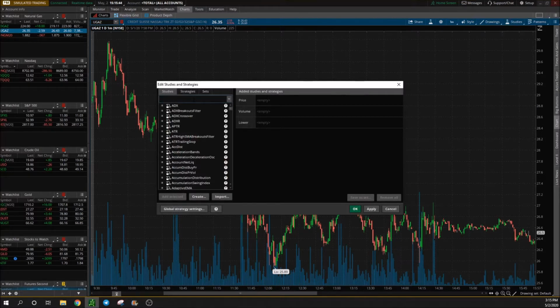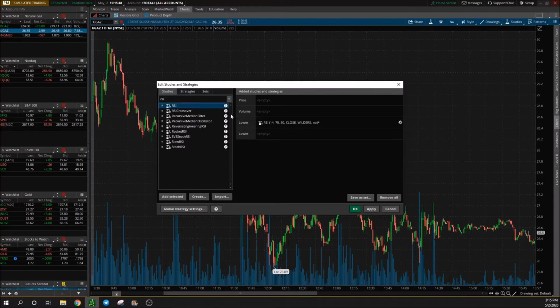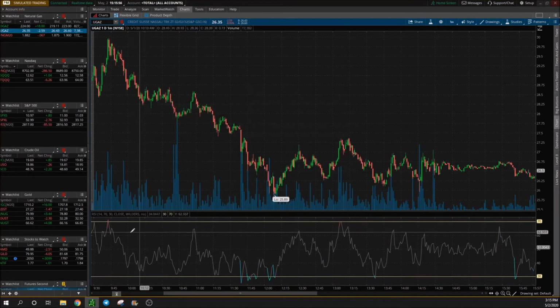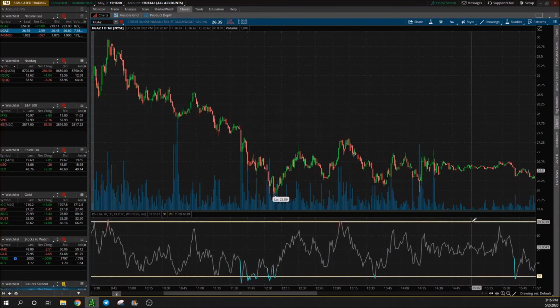We're going to go to the search bar, type in RSI, and double click on the first one, and it's going to add RSI to our added studies and strategies. We'll click apply and then hit OK. So now we can see that our RSI indicator is showing up on the bottom of our screen.